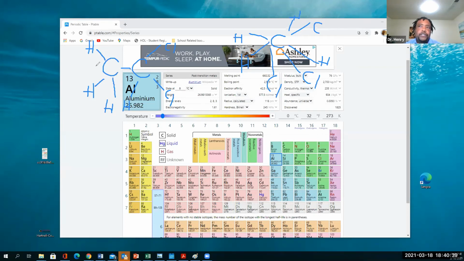You're going to have 3 H's around this carbon, and then you're going to have an H and Cl around this one.